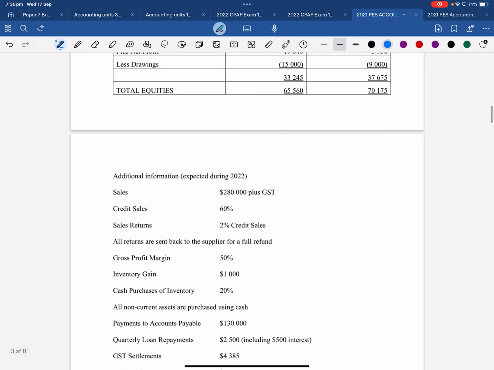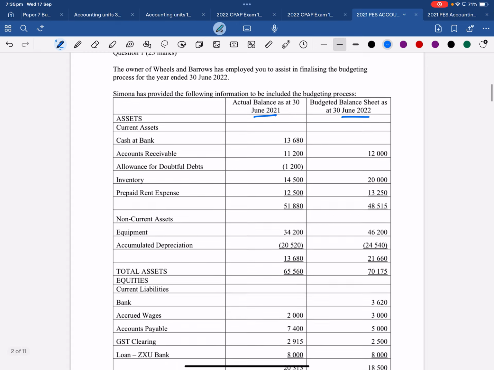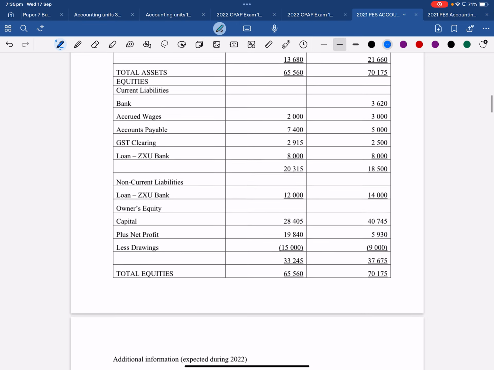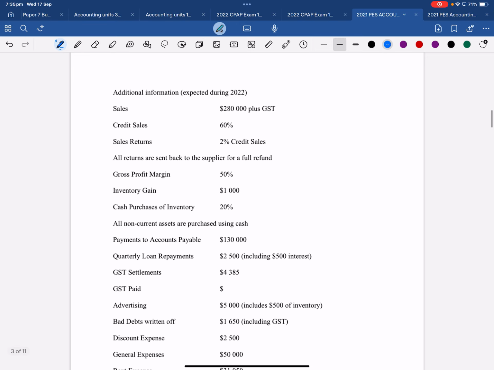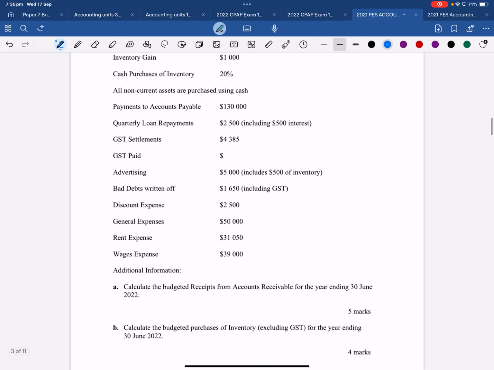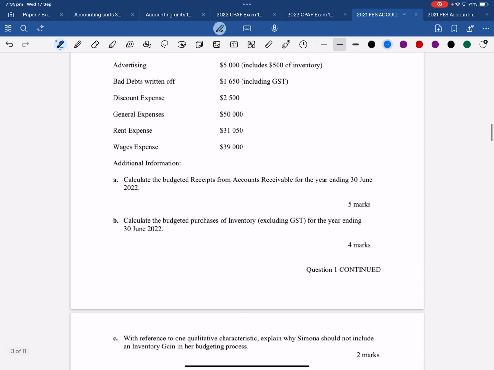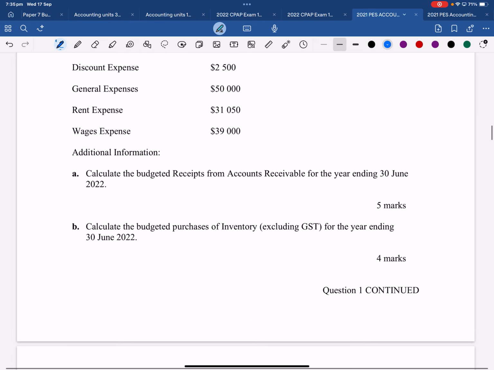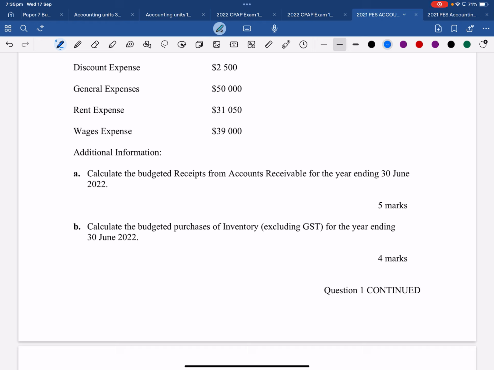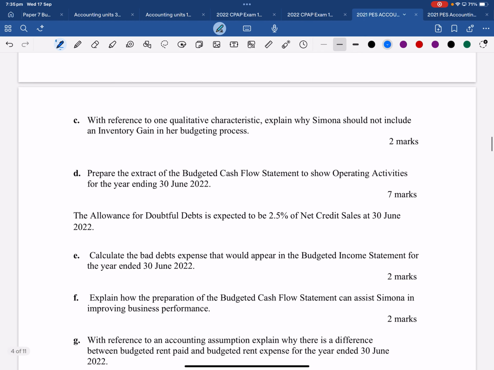Then I can see some balances, assets, liabilities, etc. I can see additional information. I'm not interested in any of them. So what do I do? Go to the additional information. So what is it? Calculate the budgeted receipts from accounts receivable and calculate the budgeted purchase of inventory excluding GST for the year ending 30th June.